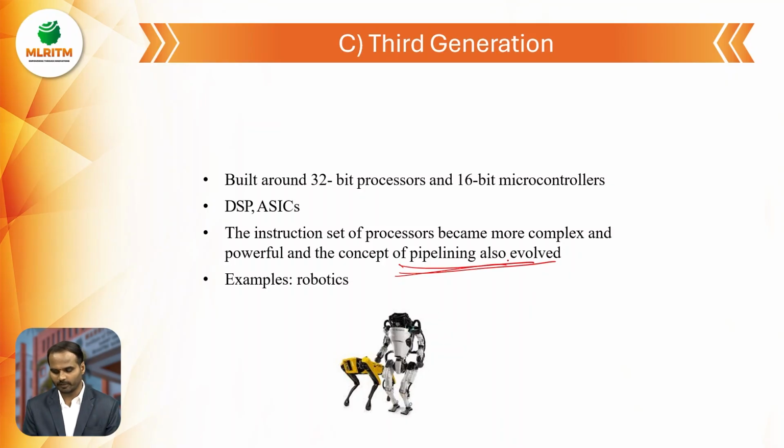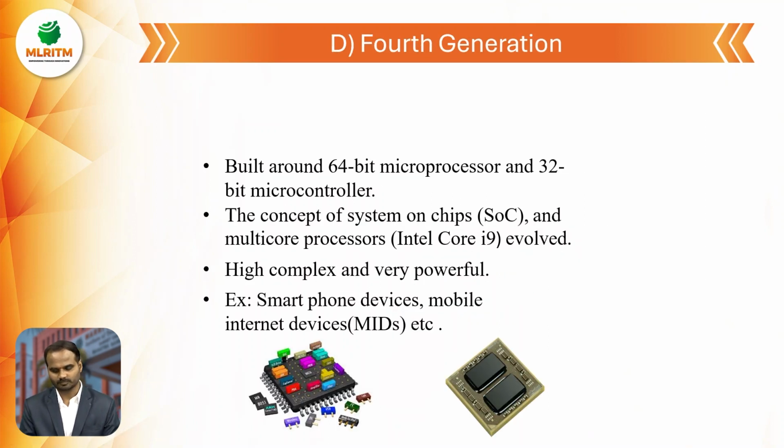Pipelining is transferring large amounts of data from one end to another over long distances so that errors, bugs, or disturbances that occur can be detected. We come to know this by using pipelining, so we use pipelining in the third generation. Coming to examples, robotics is an example for the third generation.